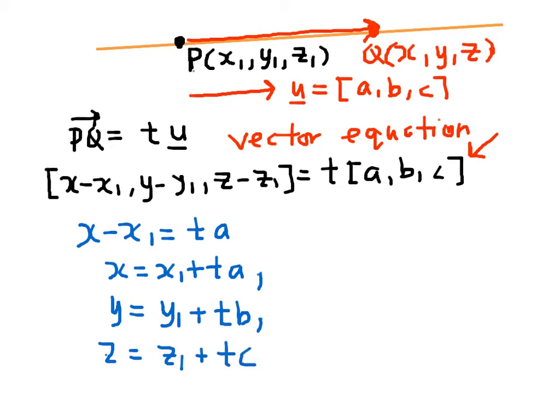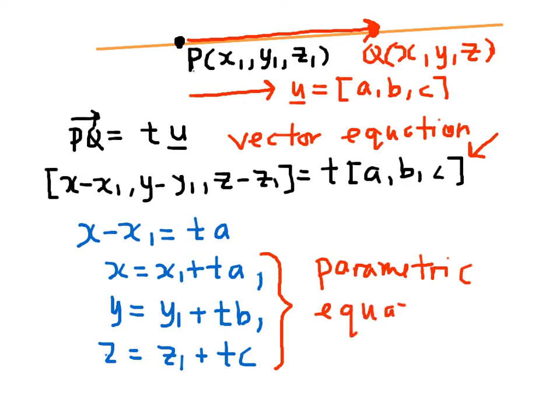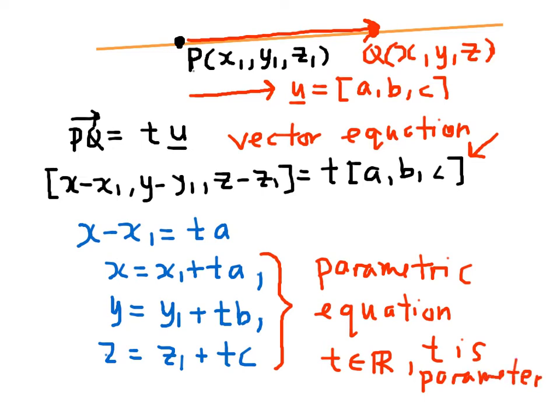And this right here is what we call the parametric form, or the parametric equations, of the straight line in 3D. And the t has a special name. We say t can be any real number, and t is called the parameter. It's a parameter.